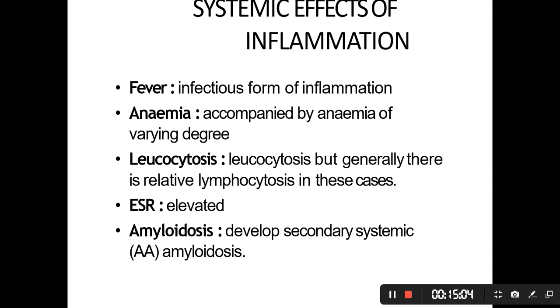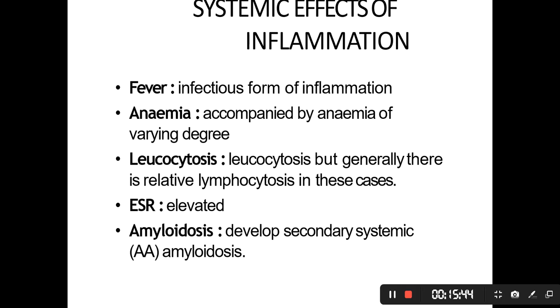Now, what are the systemic effects of inflammation? Fever. Whenever there is an inflammatory process going on in the body, our body will give a response of fever. There may be anemia. Why? Because in inflammation there is blood loss happening, and the other substances are not working properly, so there is an imbalance of plasma and red blood cells, and it causes anemia. Leukocytosis, because there is an increase in the WBCs, because you need more WBCs to fight against the infection. ESR, that is the erythrocyte sedimentation rate, is elevated.